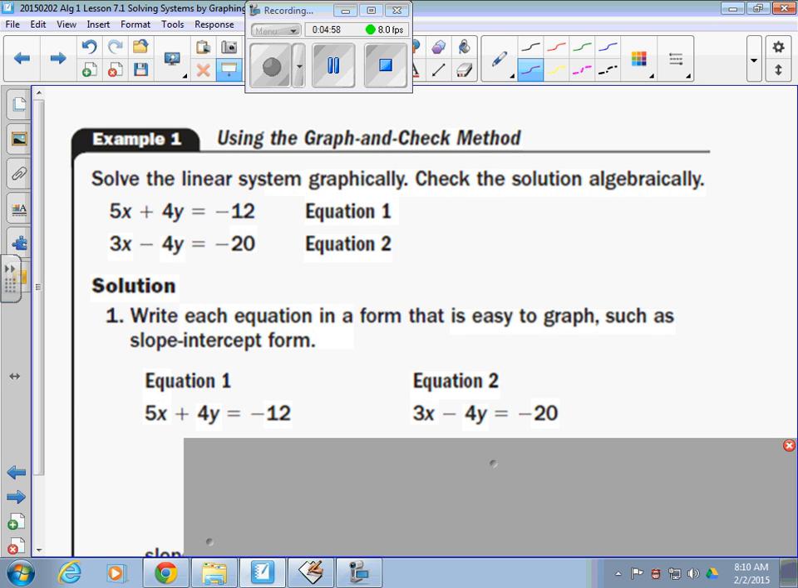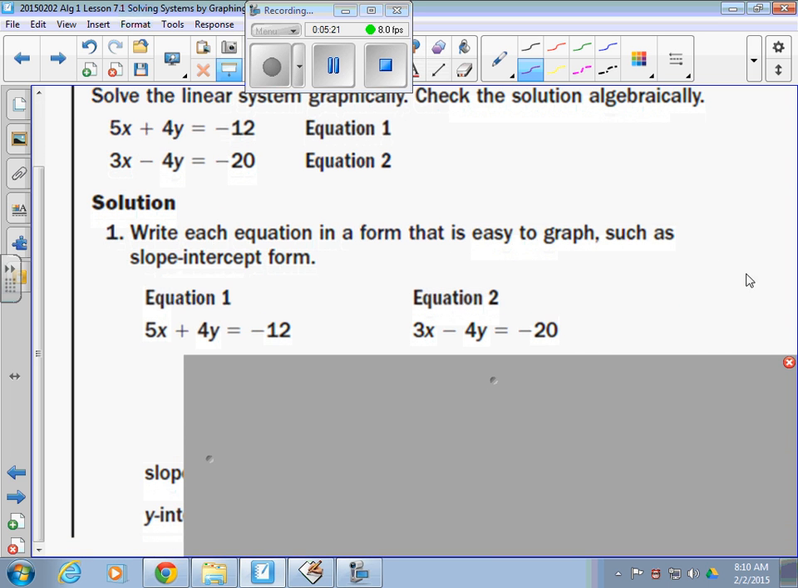3x minus 4y is equal to negative 20. So what you're saying is, what times x plus 4, I'm sorry, 5 times what plus 4 times what equals negative 12, and the same thing with the other equation. But we have to use the same values to make both of them true. So write each equation in a form that's easy to graph, such as slope-intercept form, y equals mx plus b.